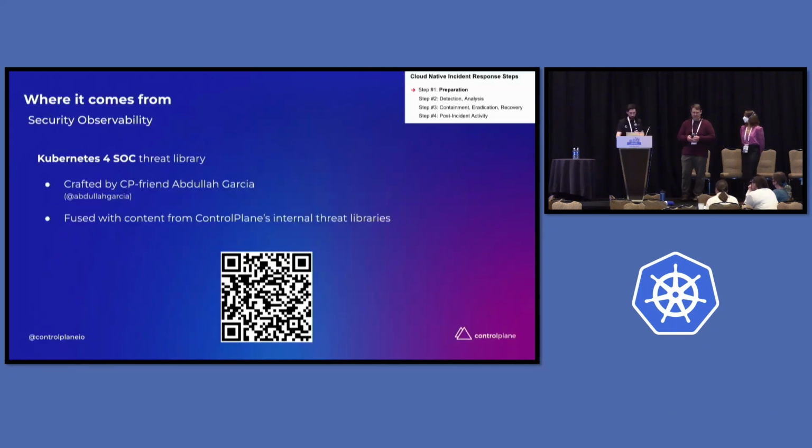Sure, thanks, Rob. This is a quick shout out to the project that actually inspired the threat model refresh. Maybe a little over a year ago, with a long-term friend of Control Plane, which is my company, Abdullah Garcia, the lead security architect for JPMC, we came up with something called Kubernetes for SOC, which is actually a threat library. The idea is to support incident responders to sit at the design table with other Kubernetes engineers, ask the right questions, and make sure there are no visibility gaps on Kubernetes clusters as they are deployed.